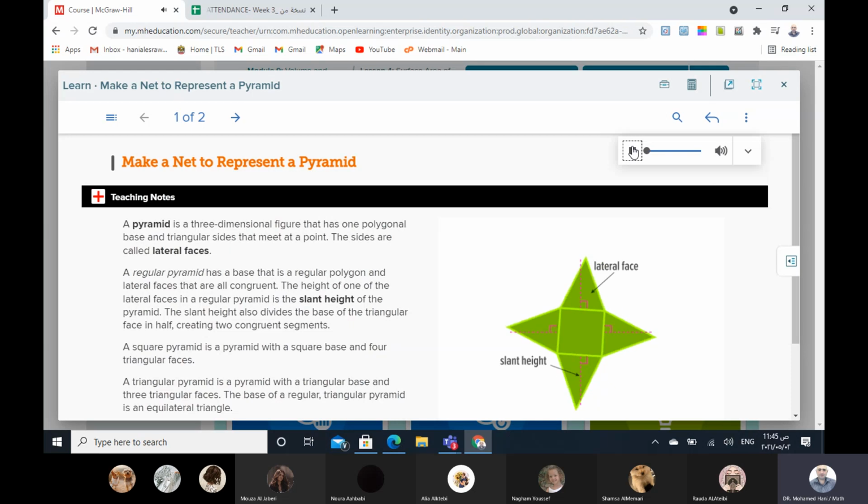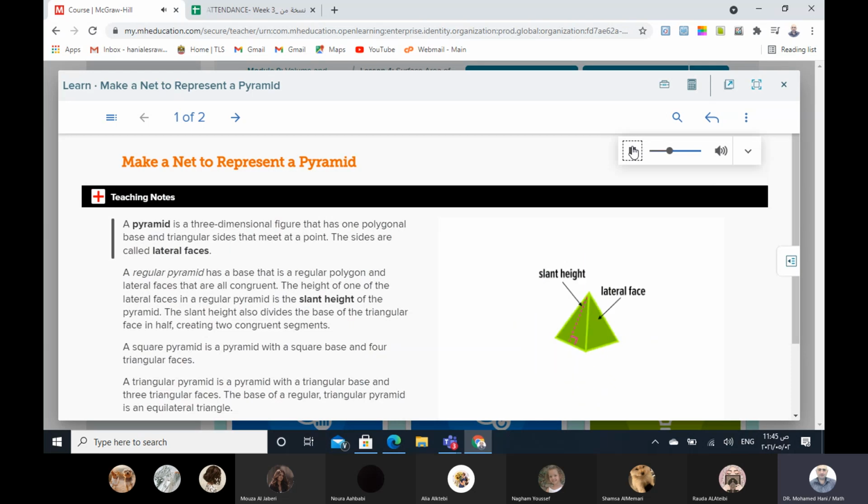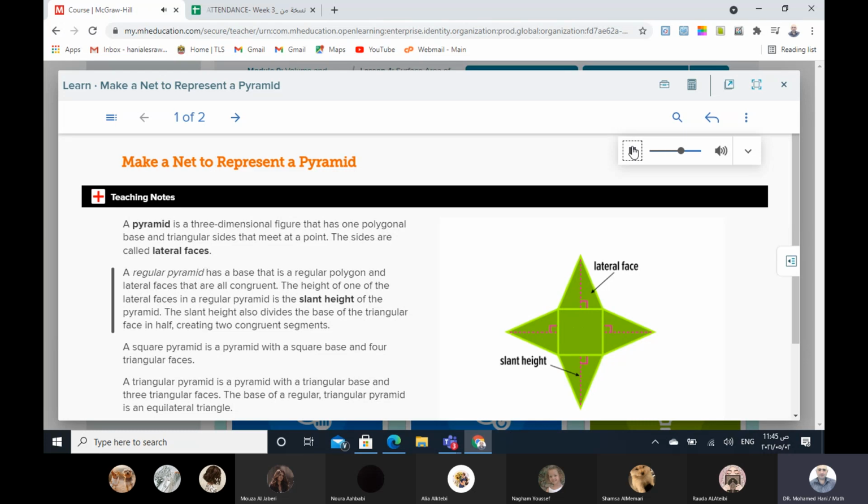Make a net to represent a pyramid. Teaching notes. A pyramid is a three-dimensional figure that has one polygonal base and triangular sides that meet at a point. The sides are called lateral faces. A regular pyramid has a base that is a regular polygon and lateral faces that are all congruent. The height of one of the lateral faces in a regular pyramid is the slant height of the pyramid. The slant height also divides the base of the triangular face in half, creating two congruent segments.